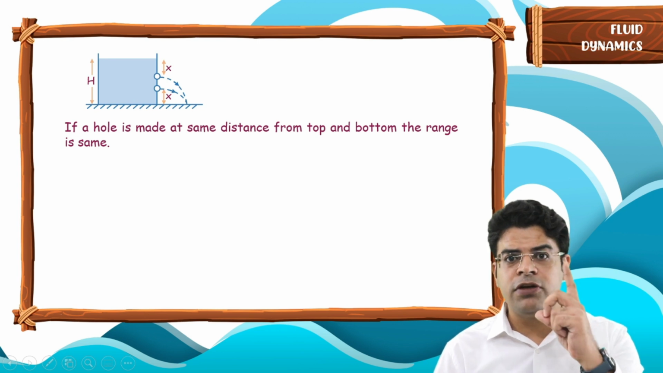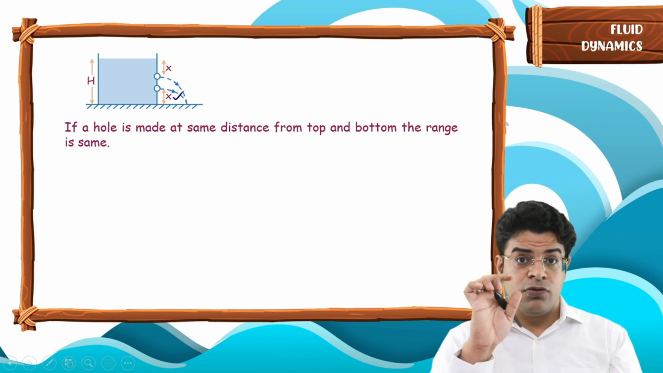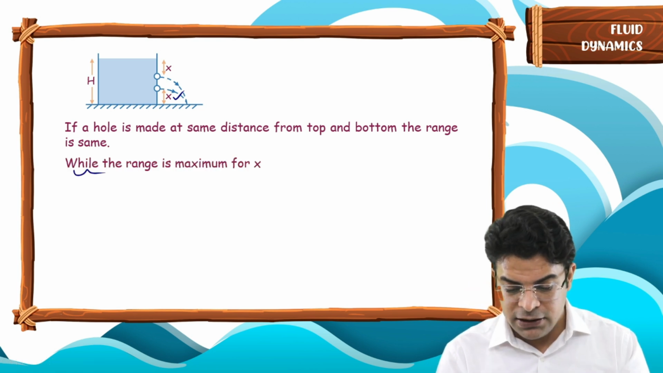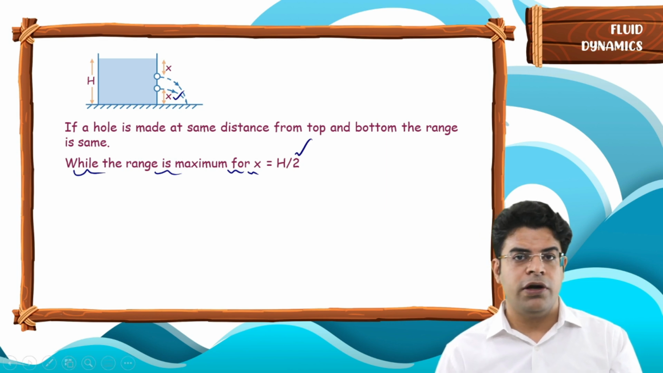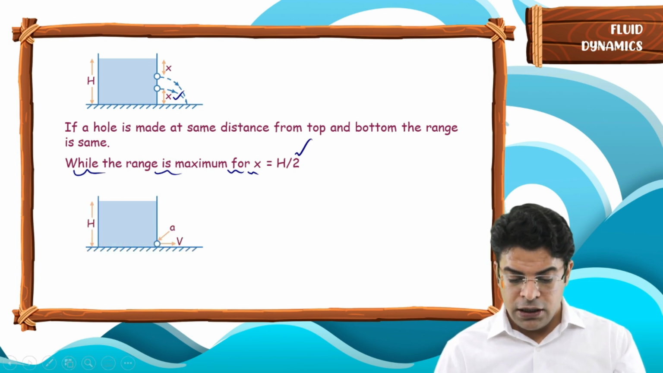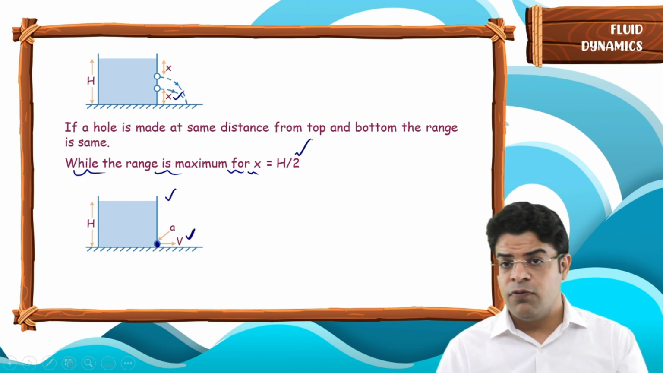And what has to be the value of x for maximum range? The range is maximum when x equals h by 2. So while the range is maximum for x equals h by 2, this is something that you have to remember. Moving on. Now, if from this tank, from this small orifice, fluid comes out, the question is, what is the force by the fluid coming out on the tank?